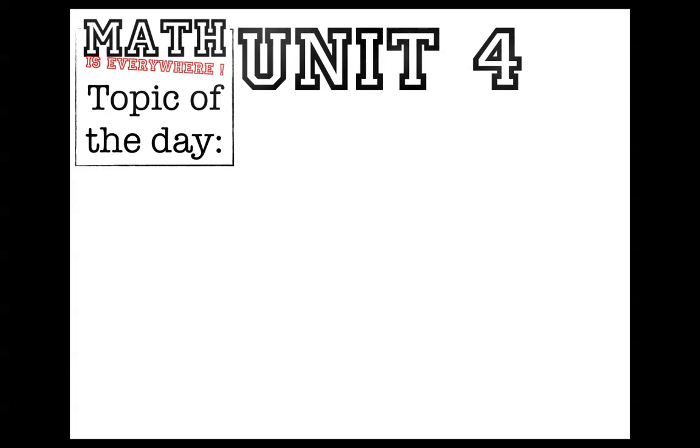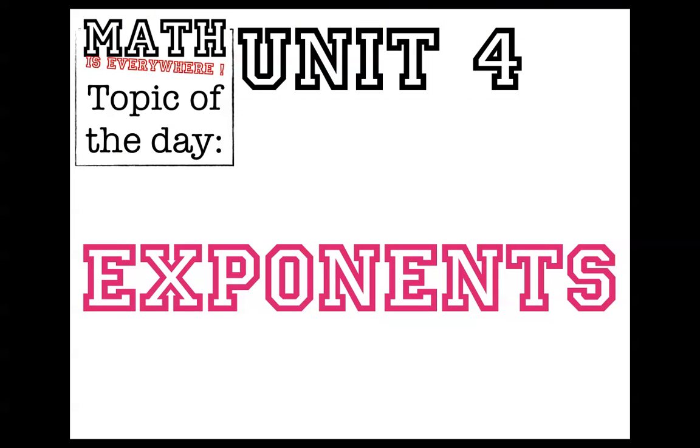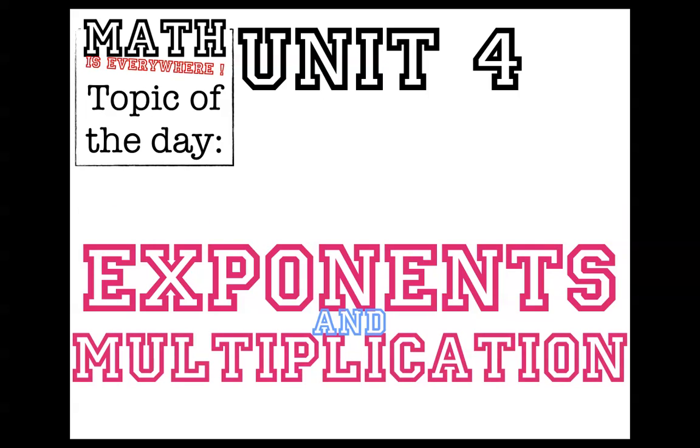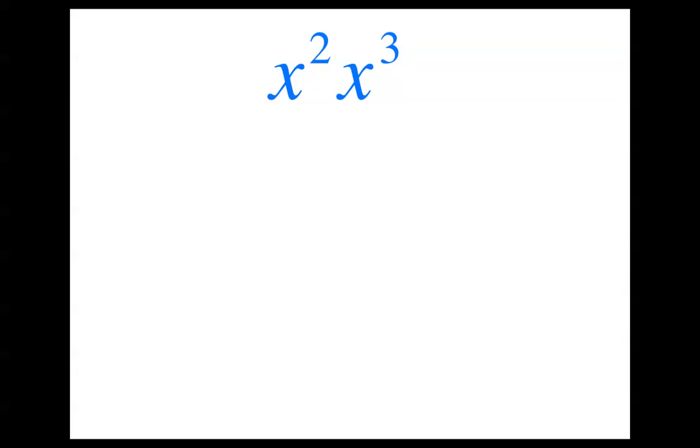Okay, our next topic in Unit 4 is exponents, but it's not just about exponents themselves, it's about exponents and multiplication, like what happens when you have to do a multiplication problem that involves exponents in it. Like, for example, x squared times x cubed. Notice there's not a times sign in between those two things, but when they're written next to each other like that, it means you're multiplying them together. It's going to be x squared times x cubed.